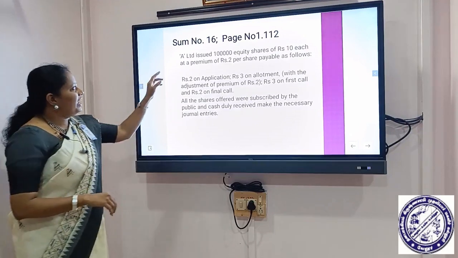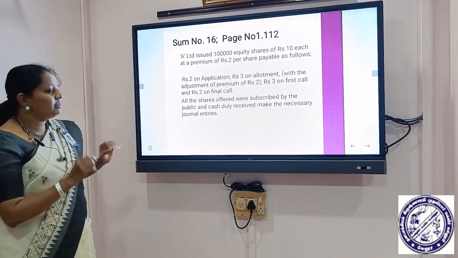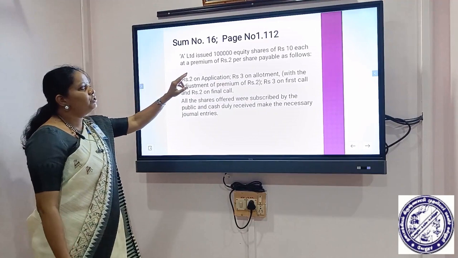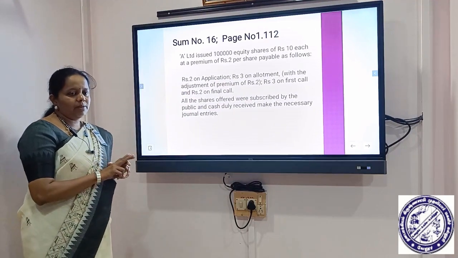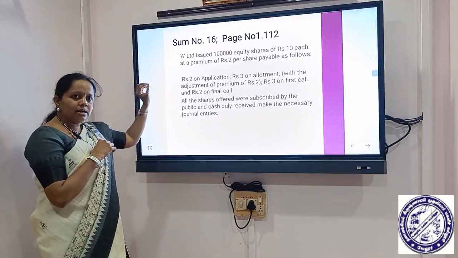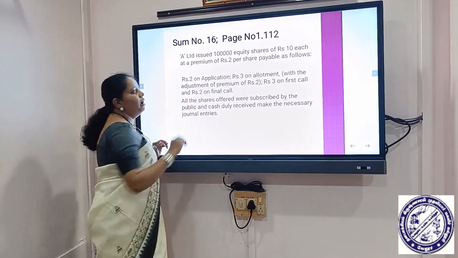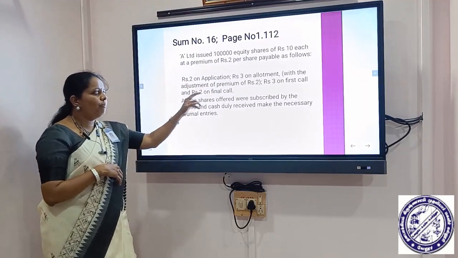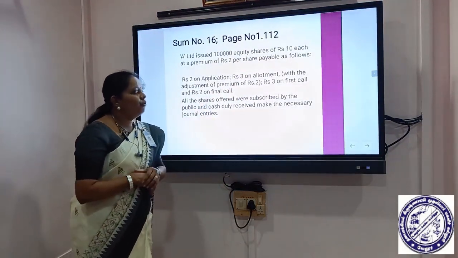So A Limited issued 1 lakh equity shares of rupees 10 each. Here rupees 10 is the face value of the share, at a premium of rupees 2 per share, payable as follows. So rupees 2 is the premium. So we understand that this company is issuing at premium. The issue price will be collected as follows: rupees 2 on application, rupees 3 on allotment, with the adjustment of premium of rupees 2.